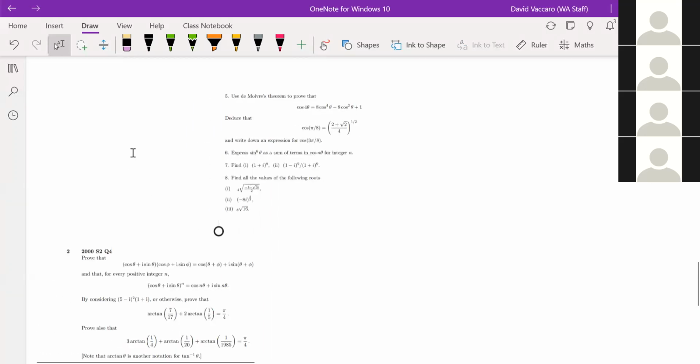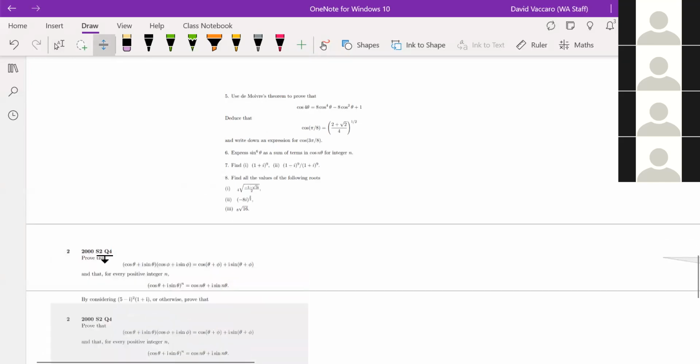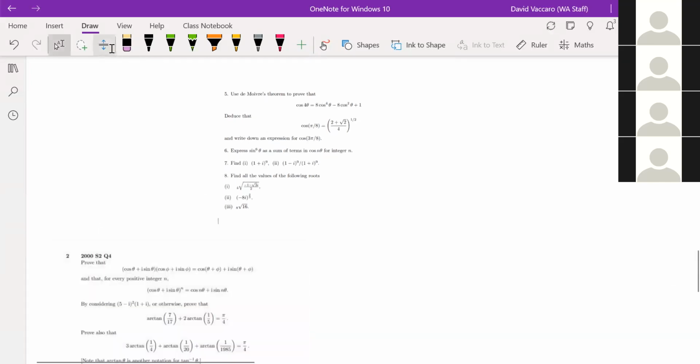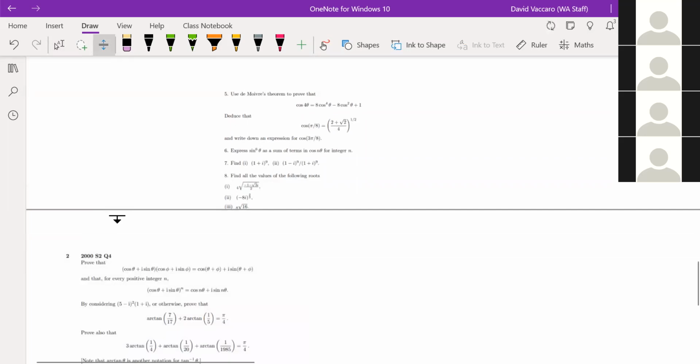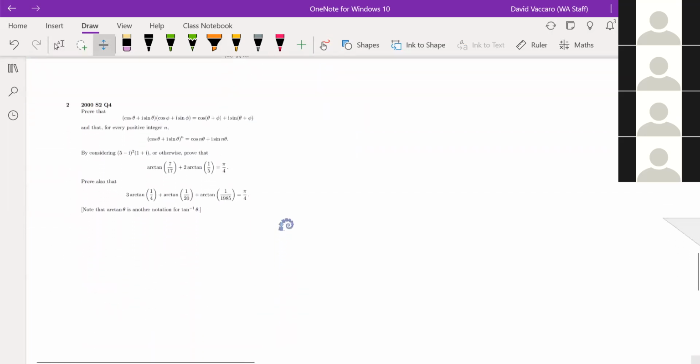Okay, let's move on. Actually, before I move on, can I just double check people are happy with that last example? Do people have any questions about it before I move on to a de Moivre's theorem question?